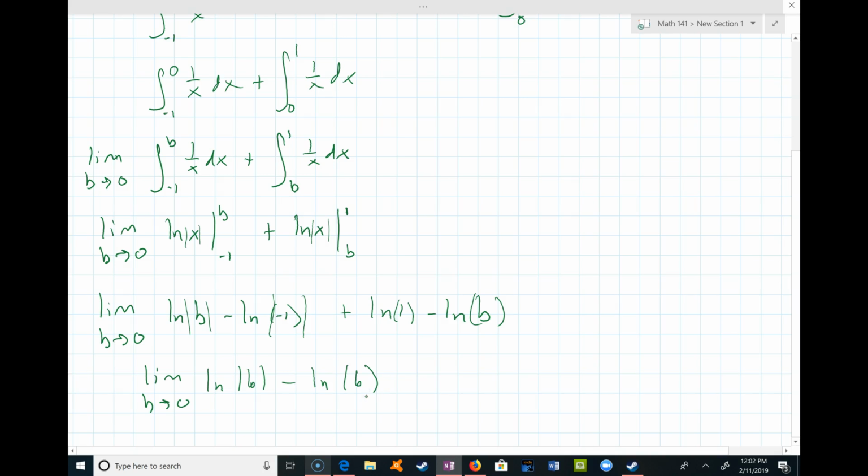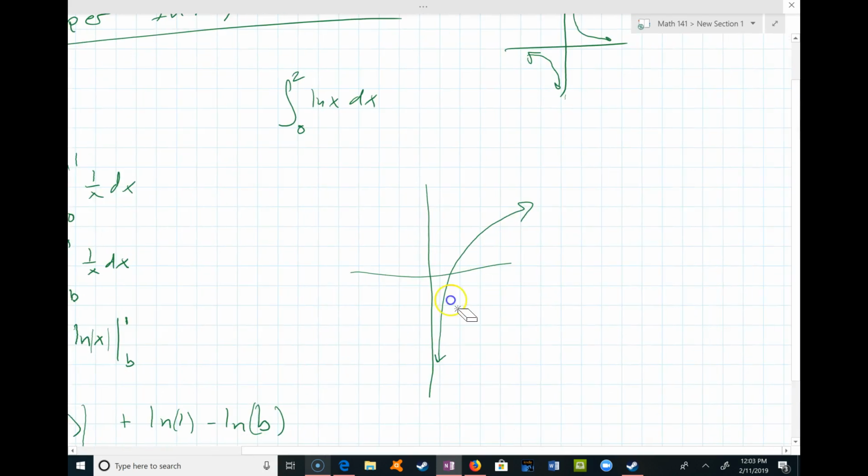Now, as b approaches 0, what happens to natural log? If you think about natural log, the graph looks something like this. So as we approach 0, what's happening to the natural log? Well, it's blowing up. It's headed towards infinity. So we'd say that this thing is divergent, which means we cannot evaluate it. Okay? So there's one example. Here's another example.